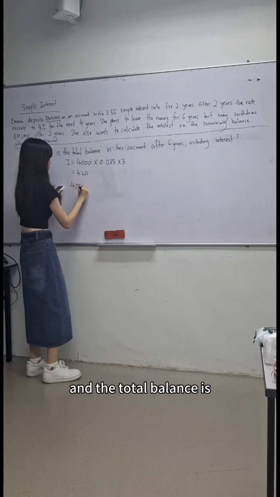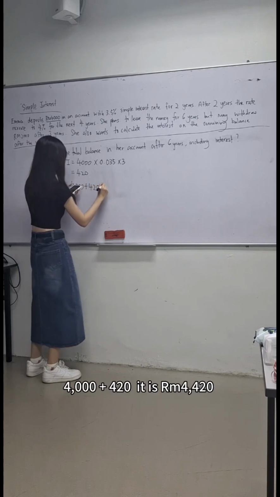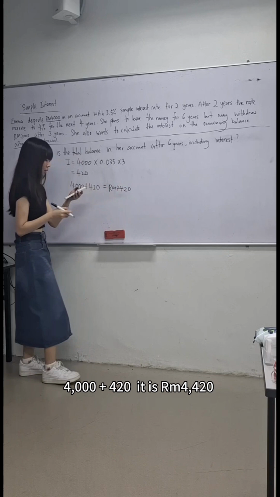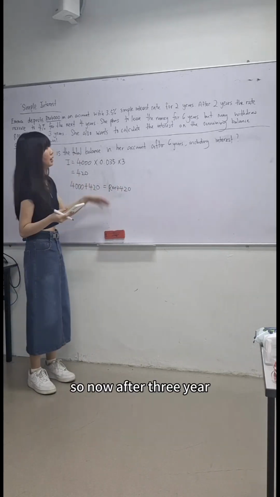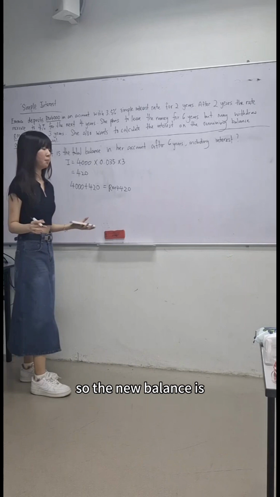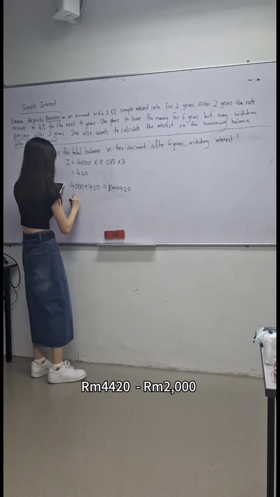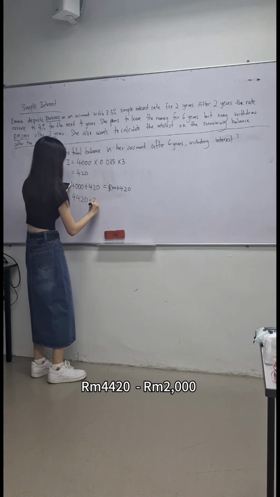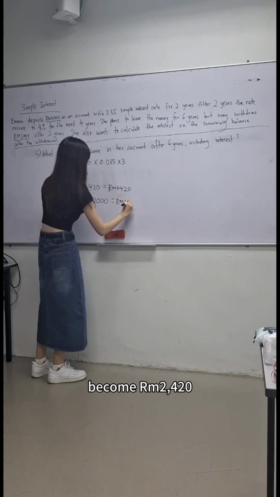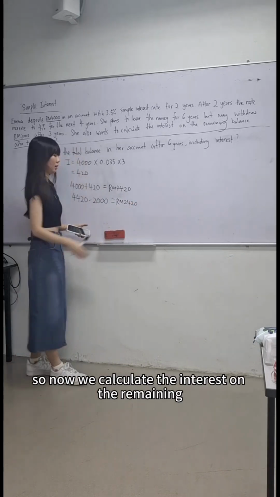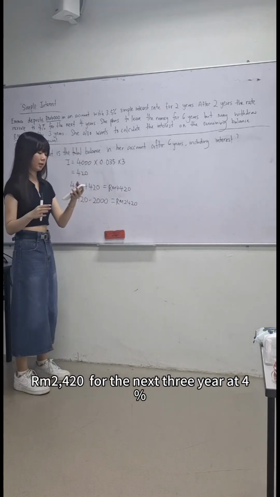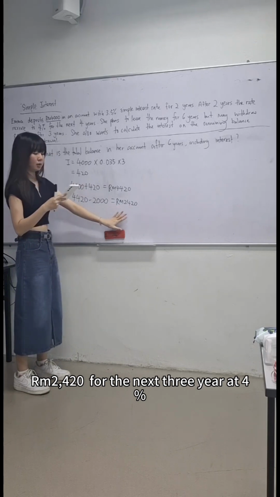And the total balance is 4,000 plus 420 ringgit, which is 4,420 ringgit. So now, after 3 years, Emma withdrew the 2,000 ringgit. So the new balance is 4,420 ringgit minus 2,000 ringgit, which becomes 2,420 ringgit. So now we calculate the interest on the remaining 2,420 ringgit for the next 3 years at 4%.